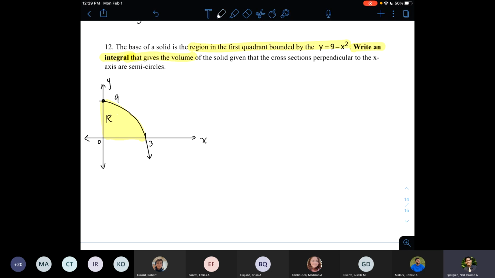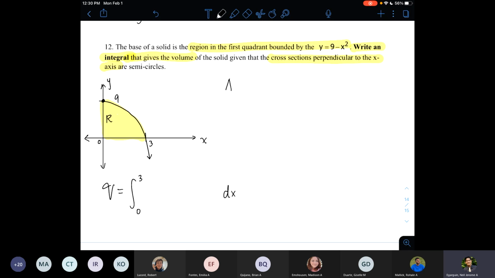Okay. And then we were told next that the cross sections are perpendicular to the x-axis. So that means I know that the volume would be in terms of the variable x, because the cross sections are perpendicular to the x-axis, right? So my bounds would be bounds for x from the figure. I already figured out that the region will start at x equals 0 and will end when x is equal to 3. And then what's left to be determined is the integrand.